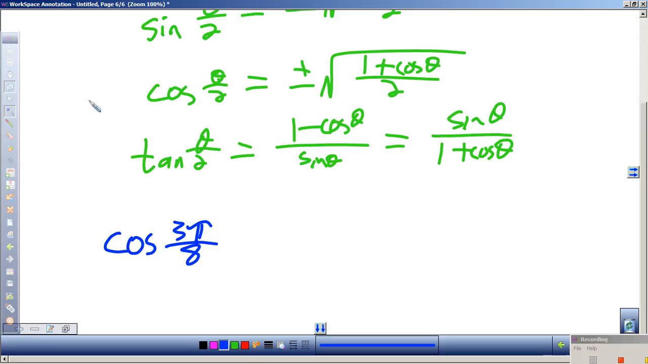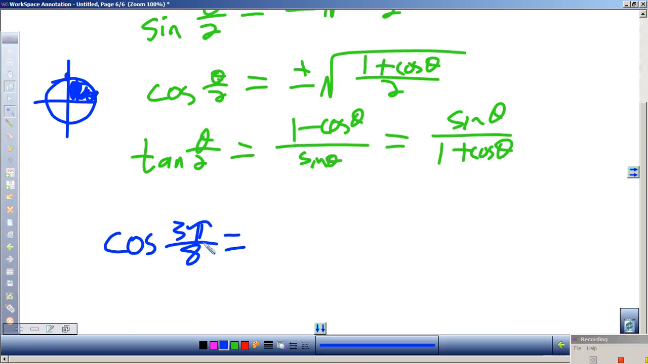Because when you look at it, pi over 2 is here, and 3 pi over 8 is less than pi over 2. We know we're in this quadrant, and cosine is positive here, which means when we're applying this rule, we want the positive square root. If we had, say, 3 pi over 5 or something like that, we would be in the second quadrant, which would mean we have a negative square root.